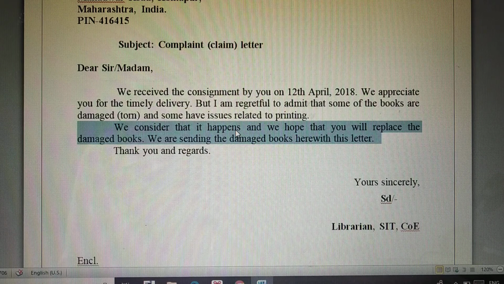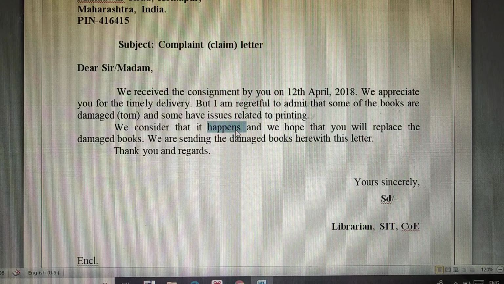Such information details are there, means how to replace, whether it is replaceable or whether you should send new copies, you should write here in it. And it is a request, thank you and regards, means take care of all these things, and for the further proceeding you should have regards, means wish you best, something like that.